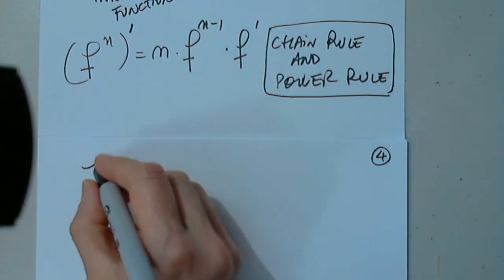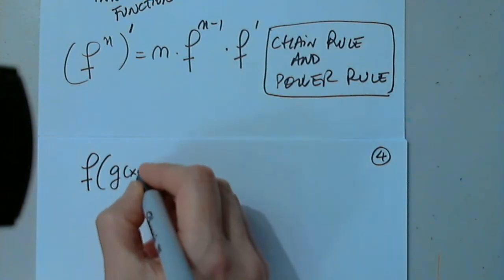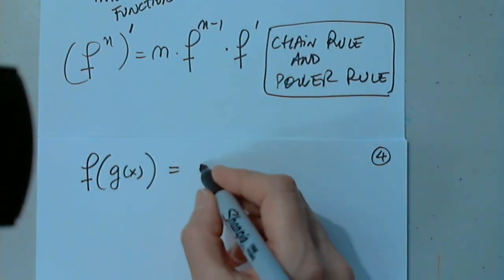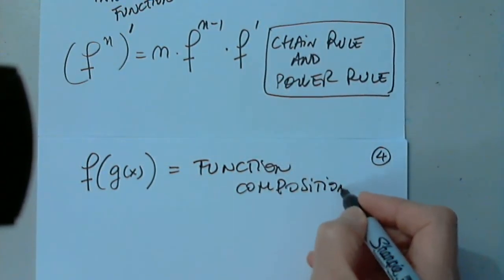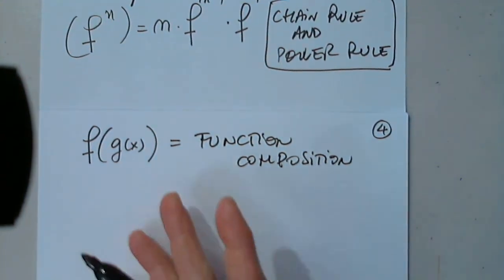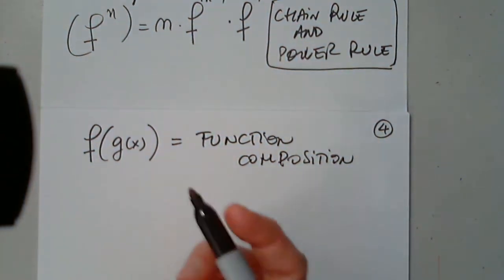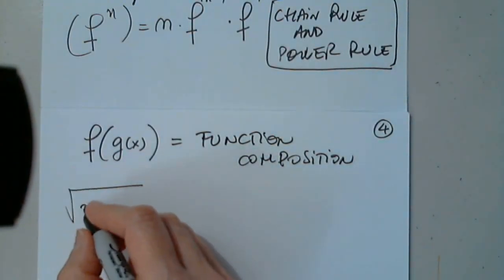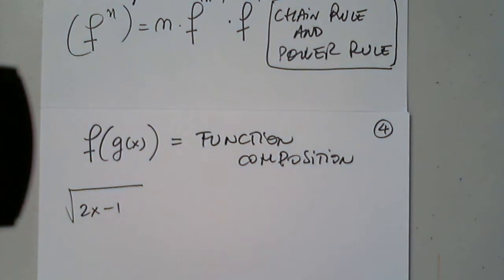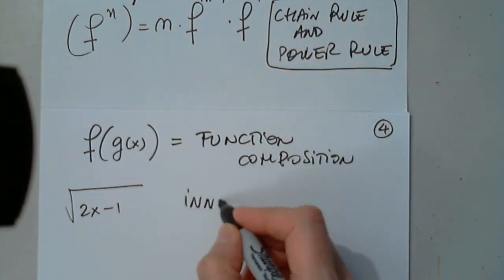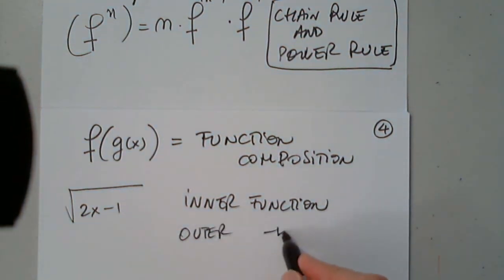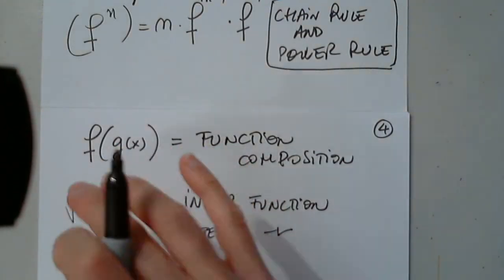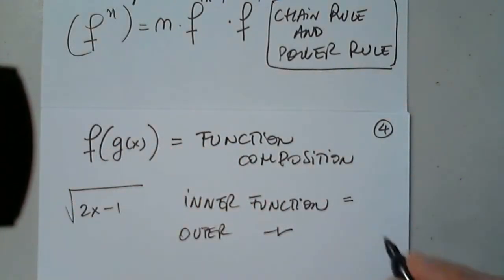What if I have a function of another function? This is called function composition. Can we give an example? Sure. For example, the square root of 2x minus 1. Which one is the inner? And which one is the outer function? Can anyone look at this and say, I know the inner is, and I will write it here, and somebody else will say, I know the outer function is, and I'll write it here.